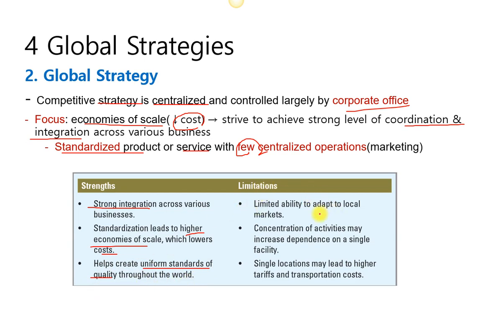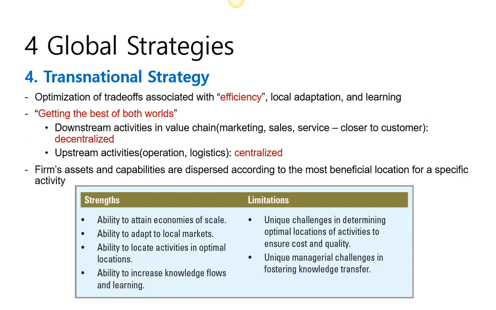What is the limitation? It's limited in rapidly adapting to local markets. Concentration of activities may increase the dependence on a single facility. Single locations may lead to risk. So the limitation is mostly that you are not responding to the local needs. We've touched on that.